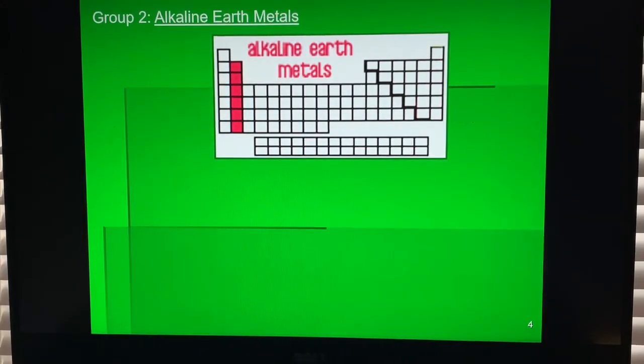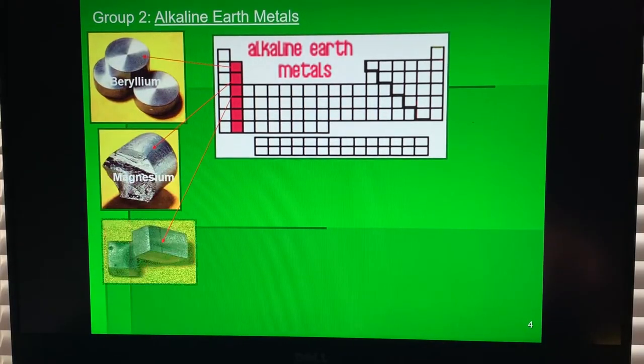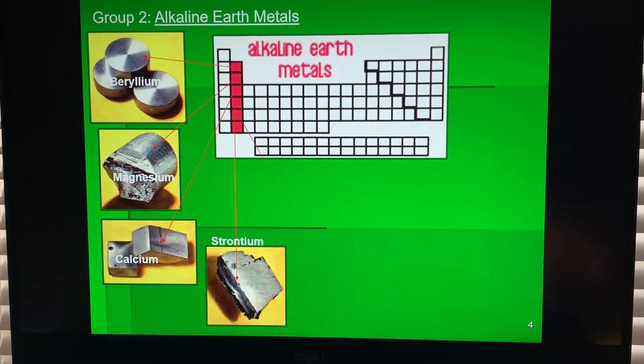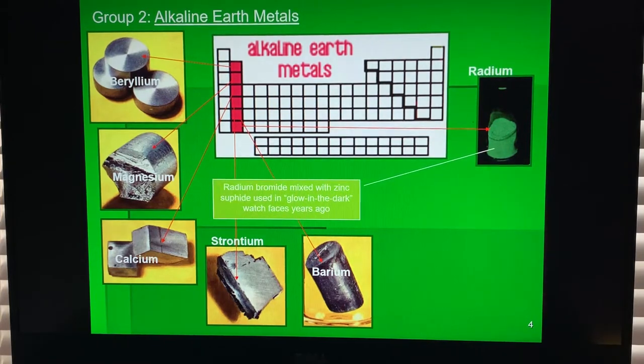Group 2, alkaline earth metals. This is the second column, and this has beryllium, magnesium, calcium, strontium, barium, and radium. Now radium, that's actually not radium. That is actually a mixture of radium bromide and zinc sulfide used in glow-in-the-dark watch faces years ago.